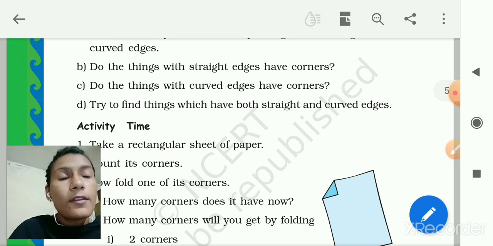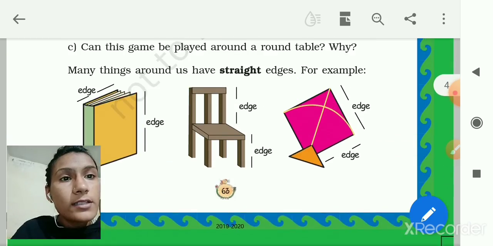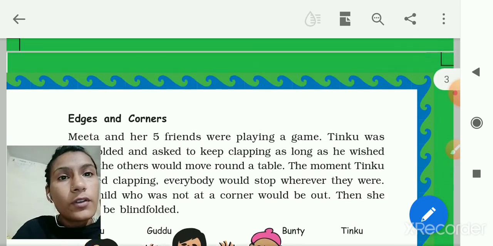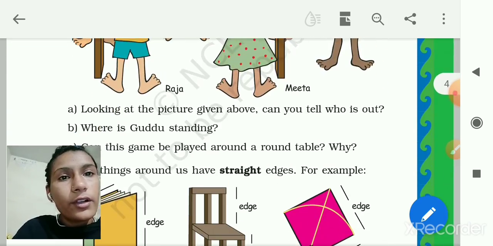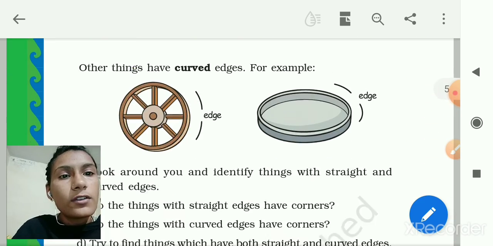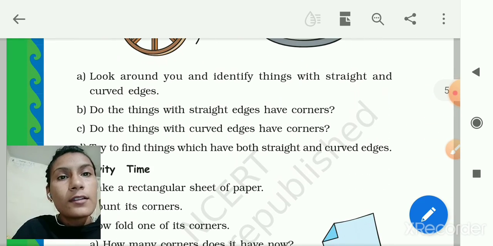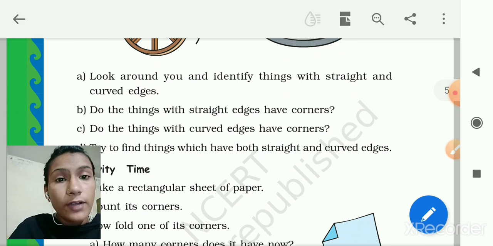So in your fair book, what you have to write? So in your fair book, this edges and corners. So this you have to write in your fair book, and this one also you have to write in your fair book. So how to write? I will send it in the PDF. So like that you can write. Okay. Thank you.